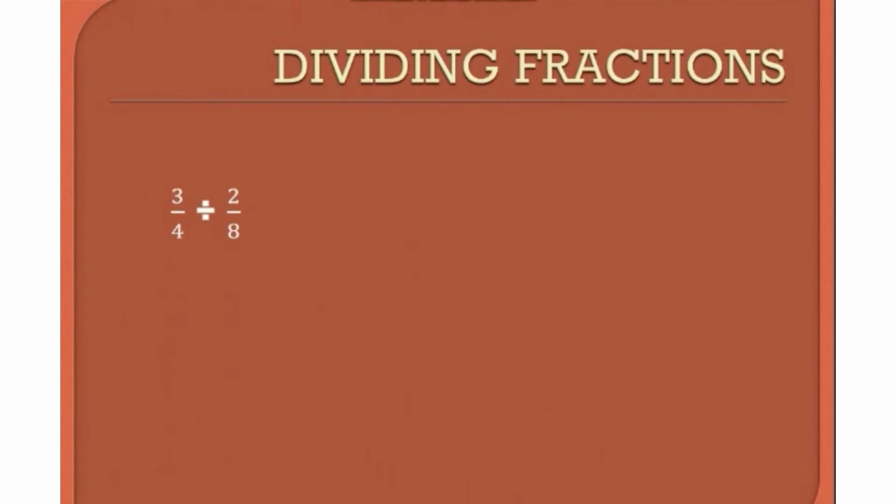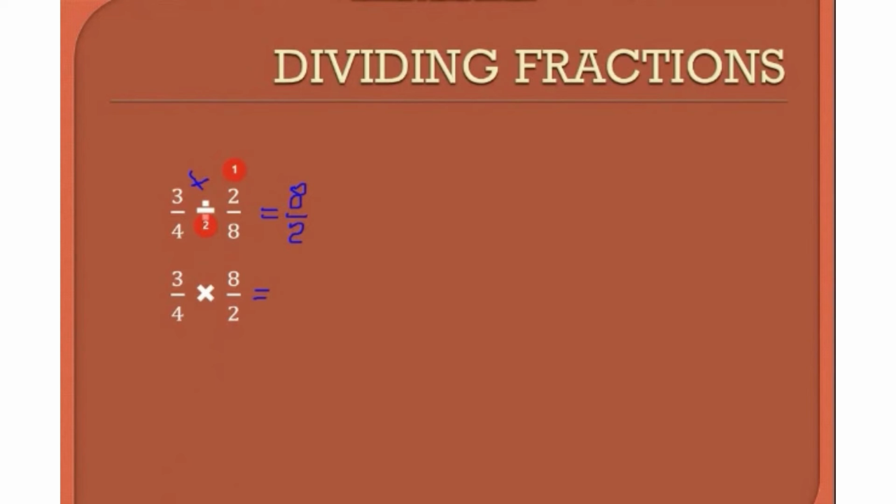3 over 4 divided by 2 over 8. So the first step when dividing fractions is to reciprocate the second fraction. The second step is to change the division sign to a multiplication sign. Therefore, 2 over 8 will then be equal to 8 over 2. The division sign will now be turned to a multiplication sign. You can now rewrite the fraction as 3 over 4 times 8 over 2.